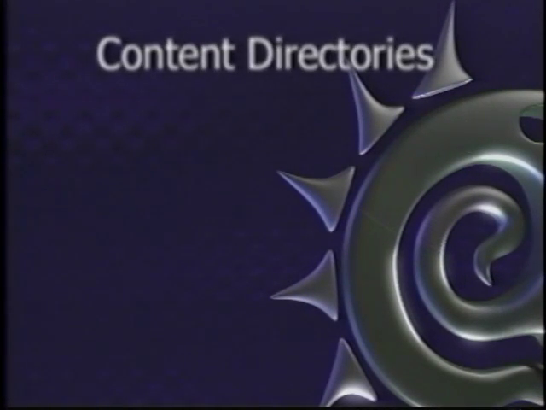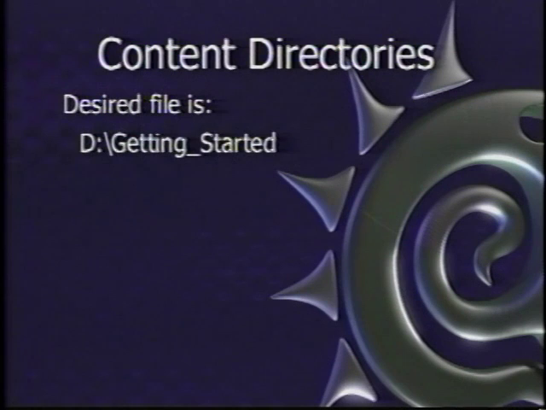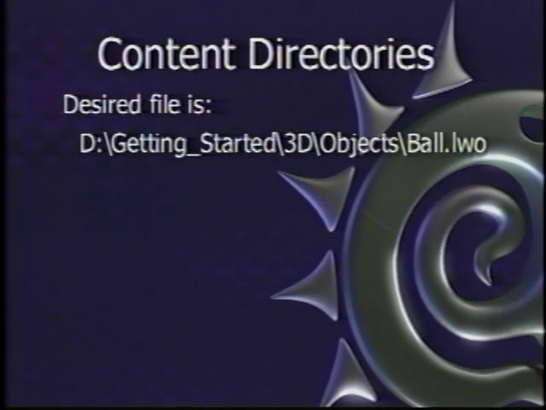Now here's the way the content directory structure works. When we're going to load a file, the file may be on a hard drive, and that hard drive may be D, or if you're on the Mac, it may be called My Hard Drive. Regardless, you've got your drive designation, followed by the name of the root directory, or what we call the content directory. And then inside of that, we might have 3D, then objects, and then our desired file, which is ball. So this is the entire path name, okay?